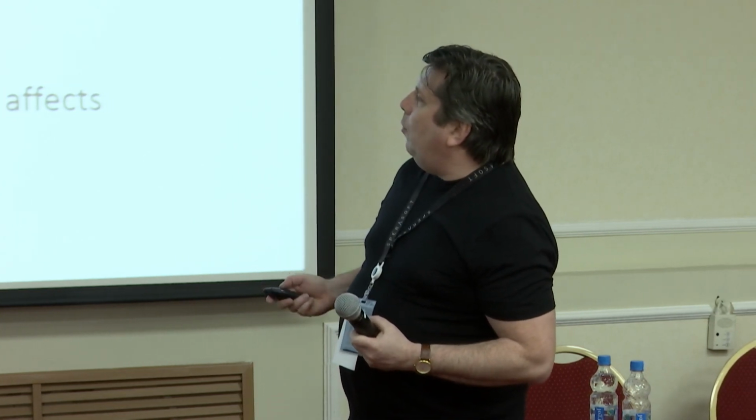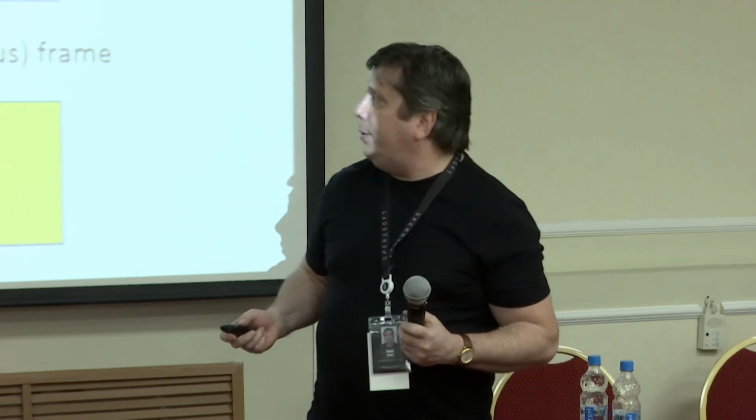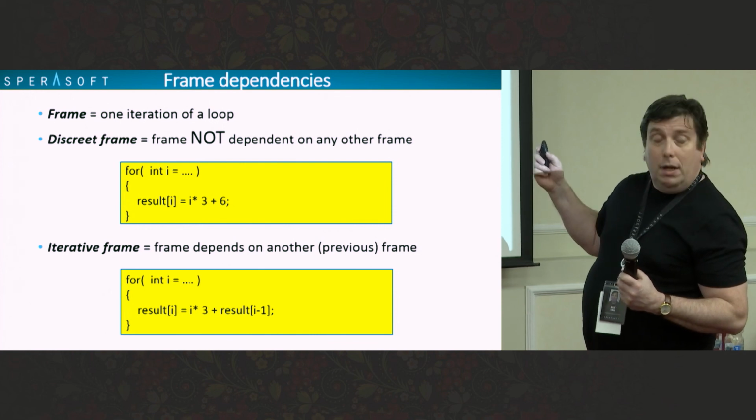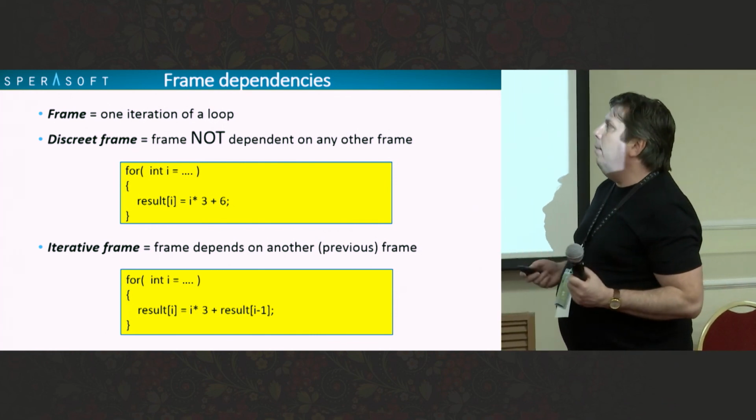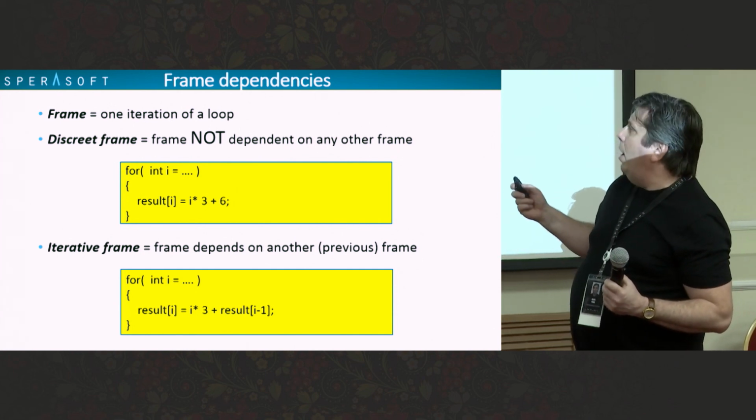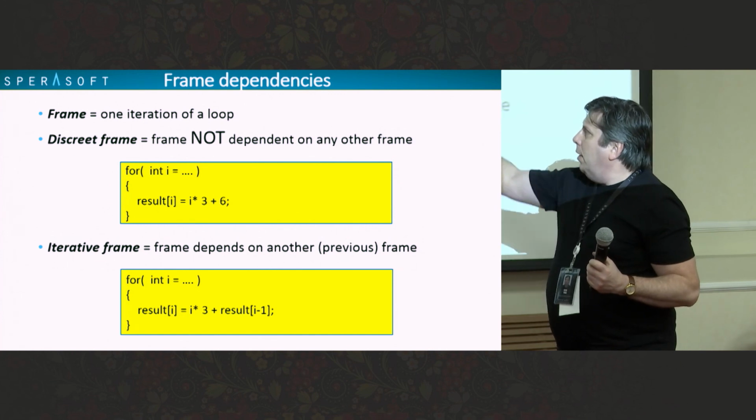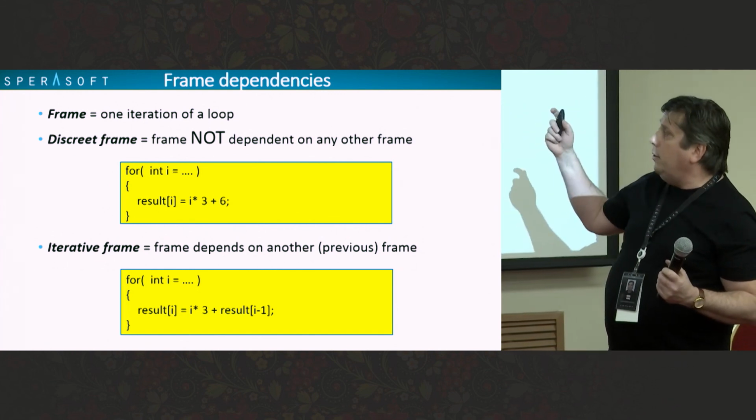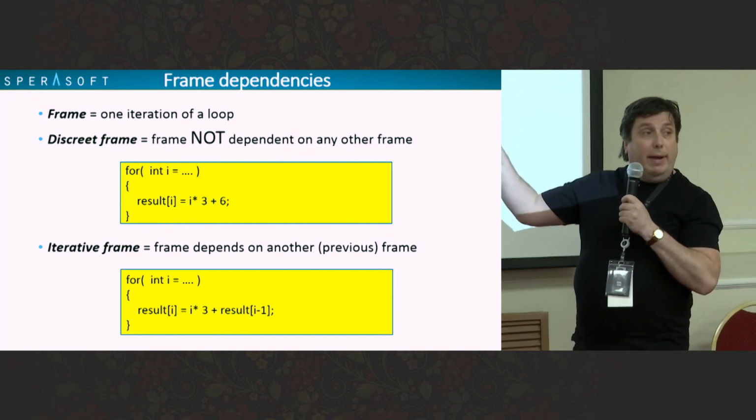Okay, so what I'm going to do here is start off with some very, very basic stuff. I'm going to look particularly at what I call discrete frames and iterative frames as a distinction. So we have a very, very simple loop in pseudocode here. Each frame is totally independent of any other frame, so it's intrinsically parallelizable.